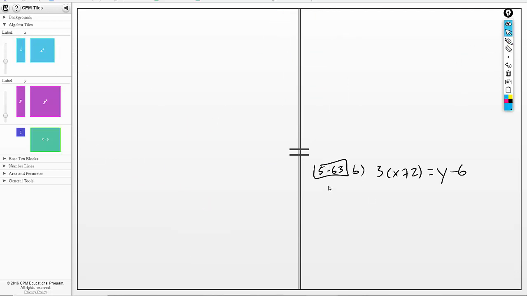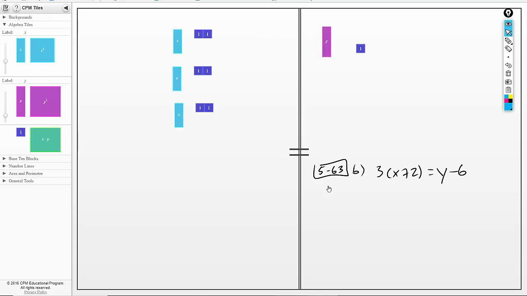Okay, 5-63b, we have 3 times x plus 2 equals y minus 6. In case we're still unsure, this means we have 3 groups of x plus 2. So let's go ahead and create the 3 groups of x plus 2. That's x plus 1, 2. And we have 3 groups of it. So I'm going to just triple that. So 3 groups of x plus 2. Okay, on the right side we have a y, and then minus 6.